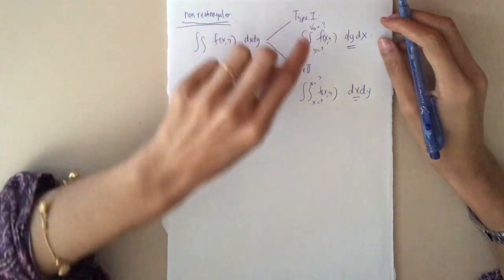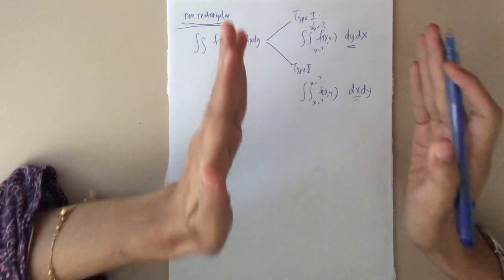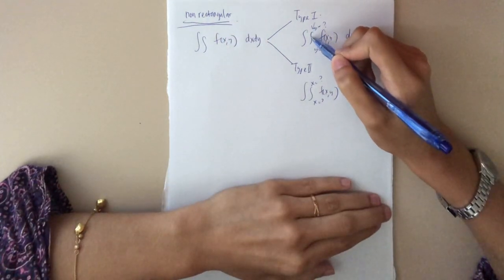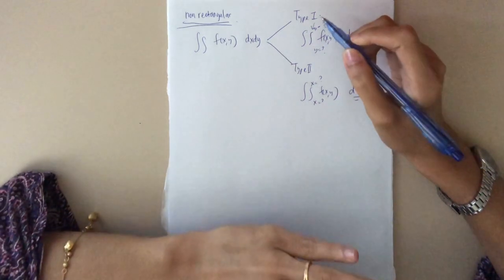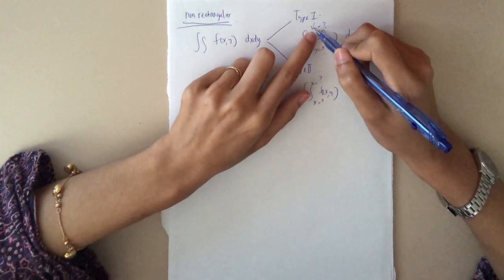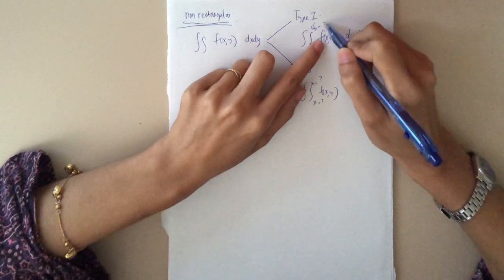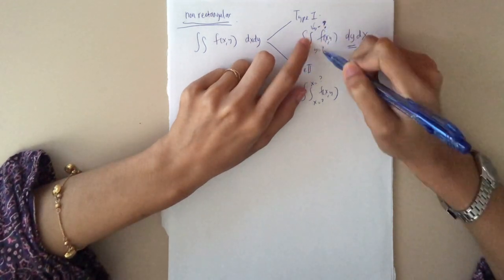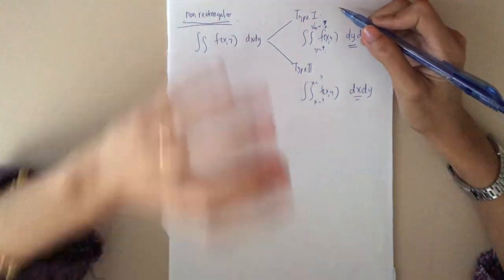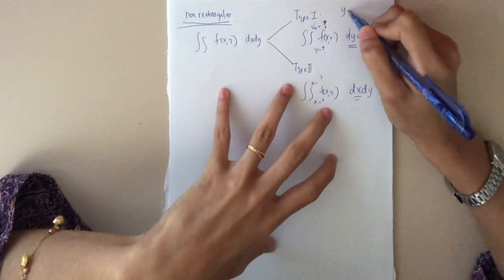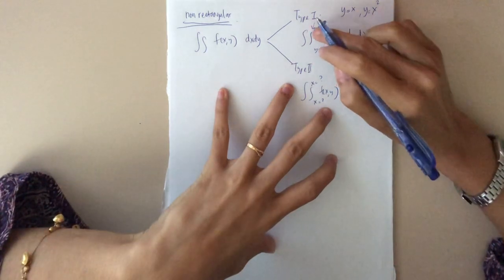For non-rectangular, at least one limit, especially your limit in the inside one, must consist of a variable. It's not a number, it must be a variable. If this is the y limit, then y equal to something, and that something represents a variable x, meaning y equal to x, or maybe y equal to x squared. The limit here must be in terms of x.